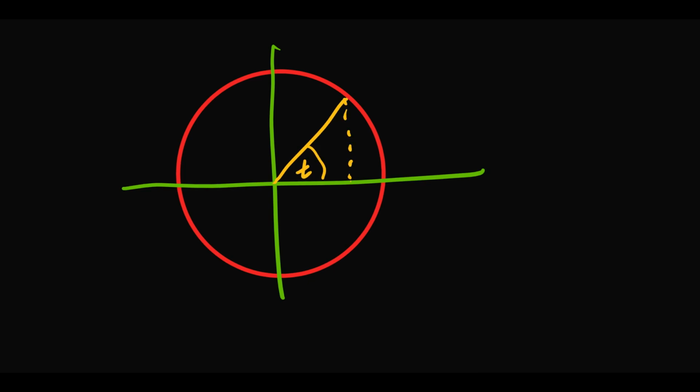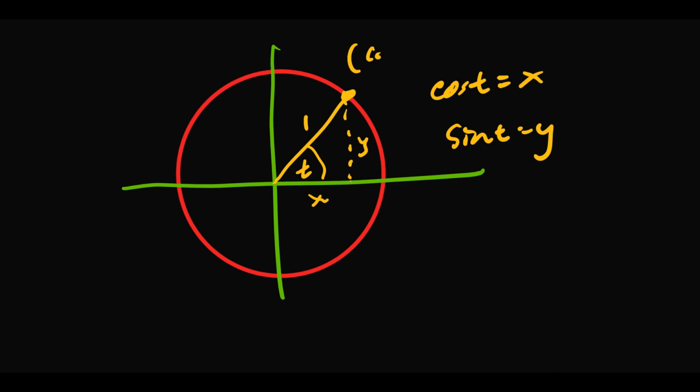Then you have an x coordinate and a y coordinate. Let's say it's a unit circle. So cosine of t is x over 1. So it's the x, and sine of t is the y. So cosine of t is the x, and sine of t is the y. Any point on that circle is known as (cosine t, sine t).